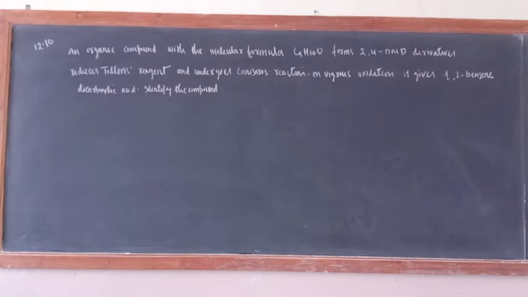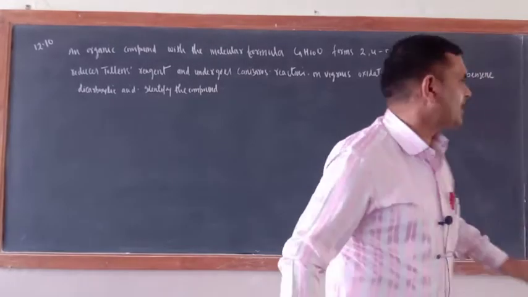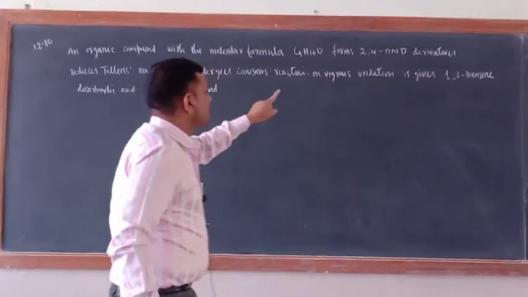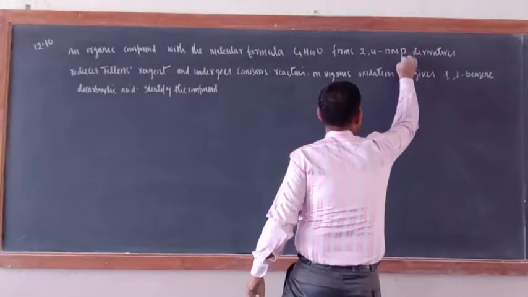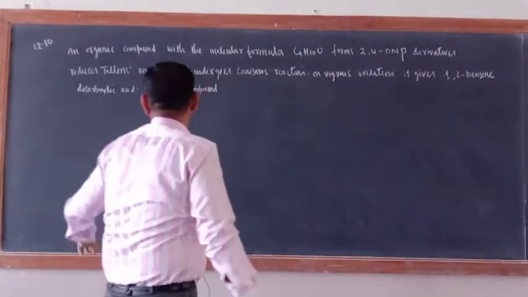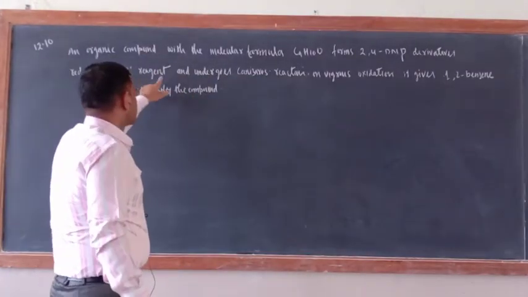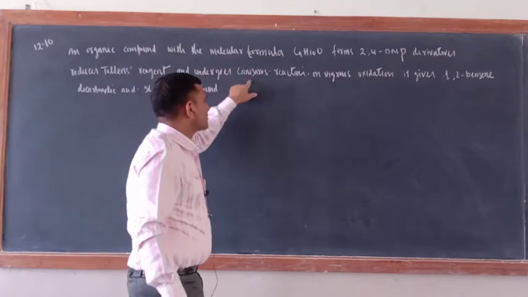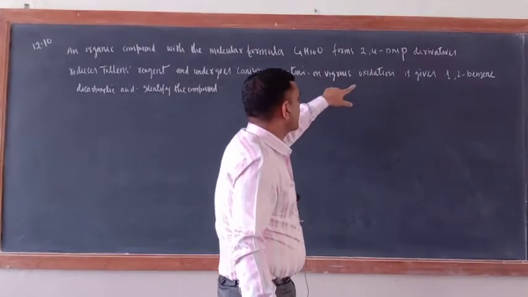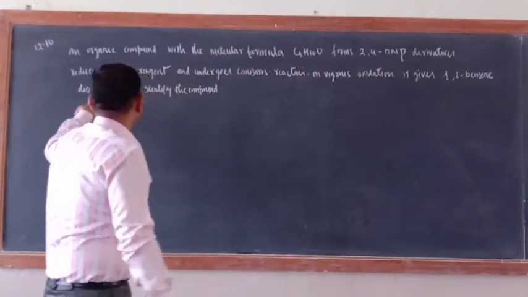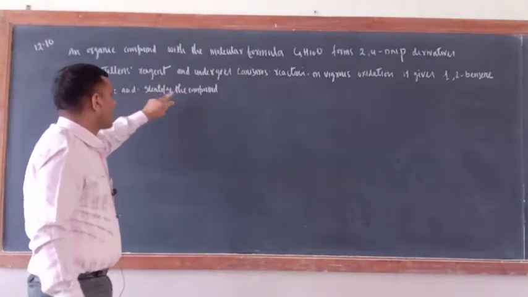Okay, just see, an organic compound with the molecular formula C9H10O forms 2,4-DNP derivatives, reduces Tollens reagent and undergoes Cannizzaro reaction. On vigorous oxidation, it gives 1,2-benzene dicarboxylic acid. Identify this compound.